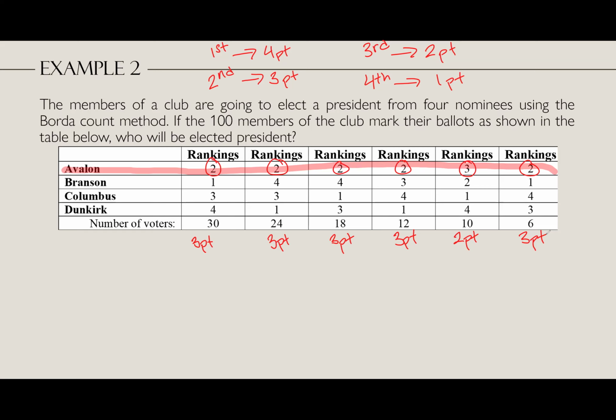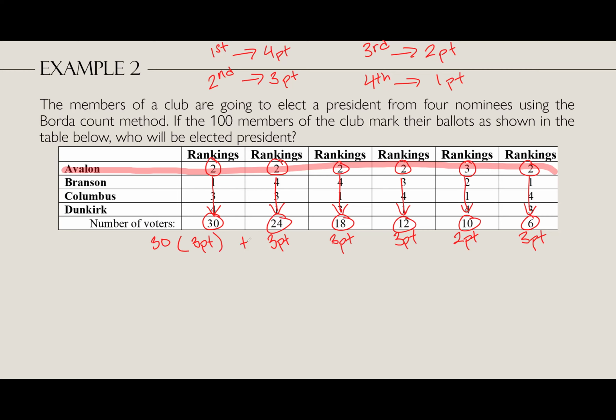And remember, these points are for each individual vote. So we're not just done with 3 points, 3 points, 2 points. We need to see how many people voted that way. This is where now we're going to look at the number of votes. So I'm going to go ahead and write this. So looking at my first column, 30 people gave him second place. So I'm going to do 30 times 3.